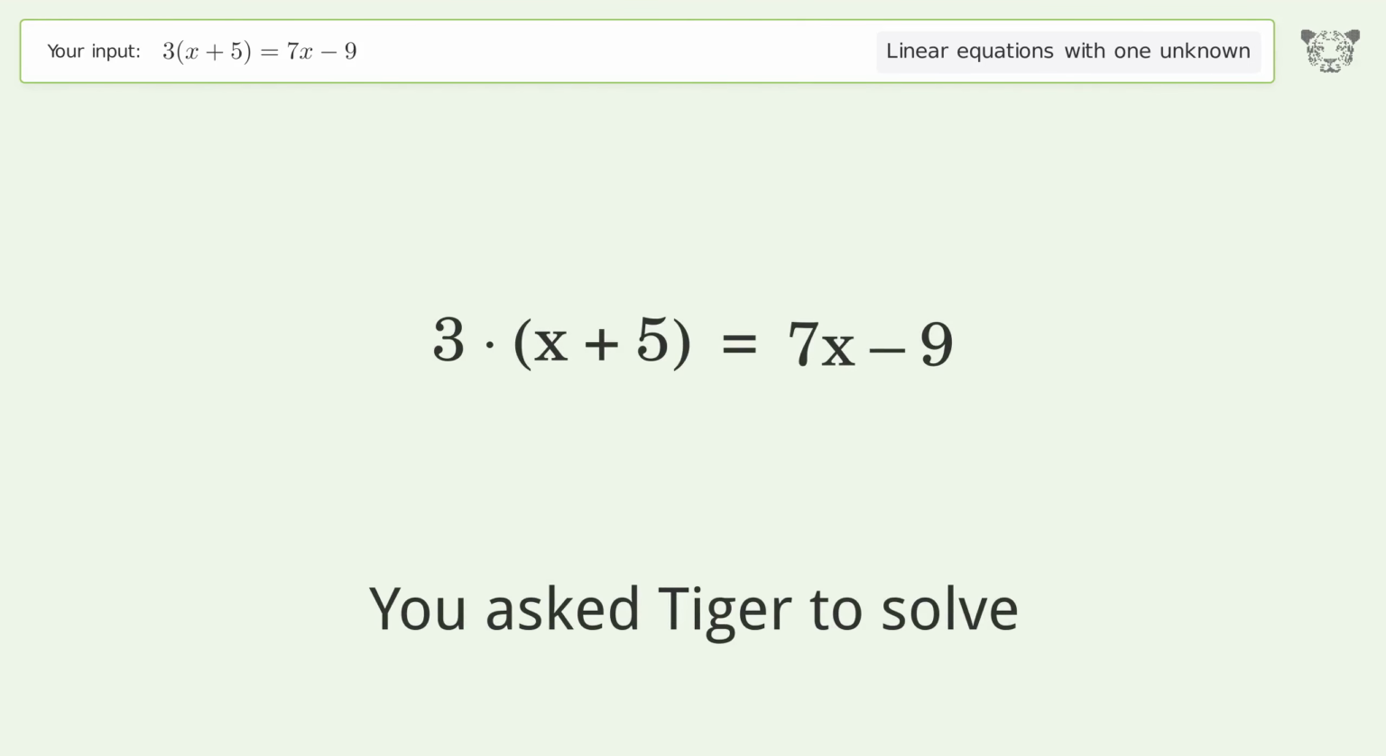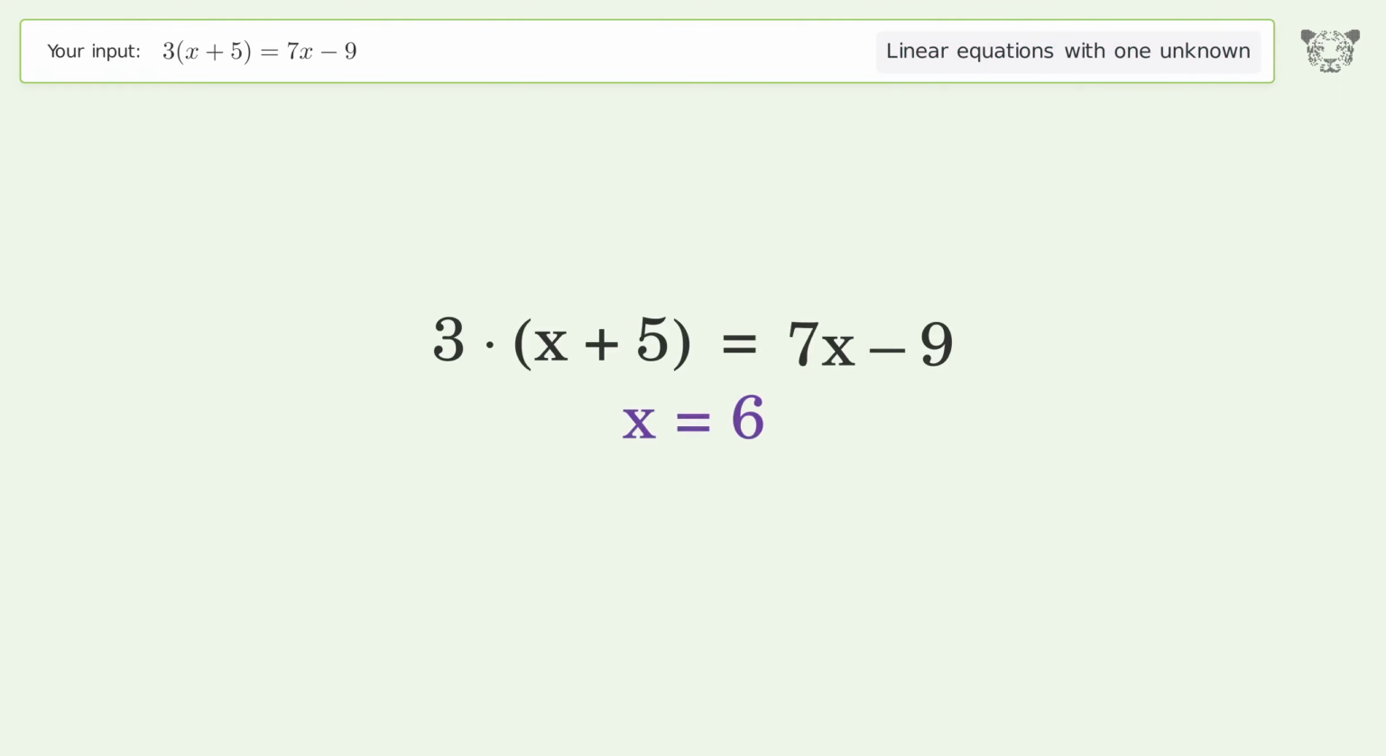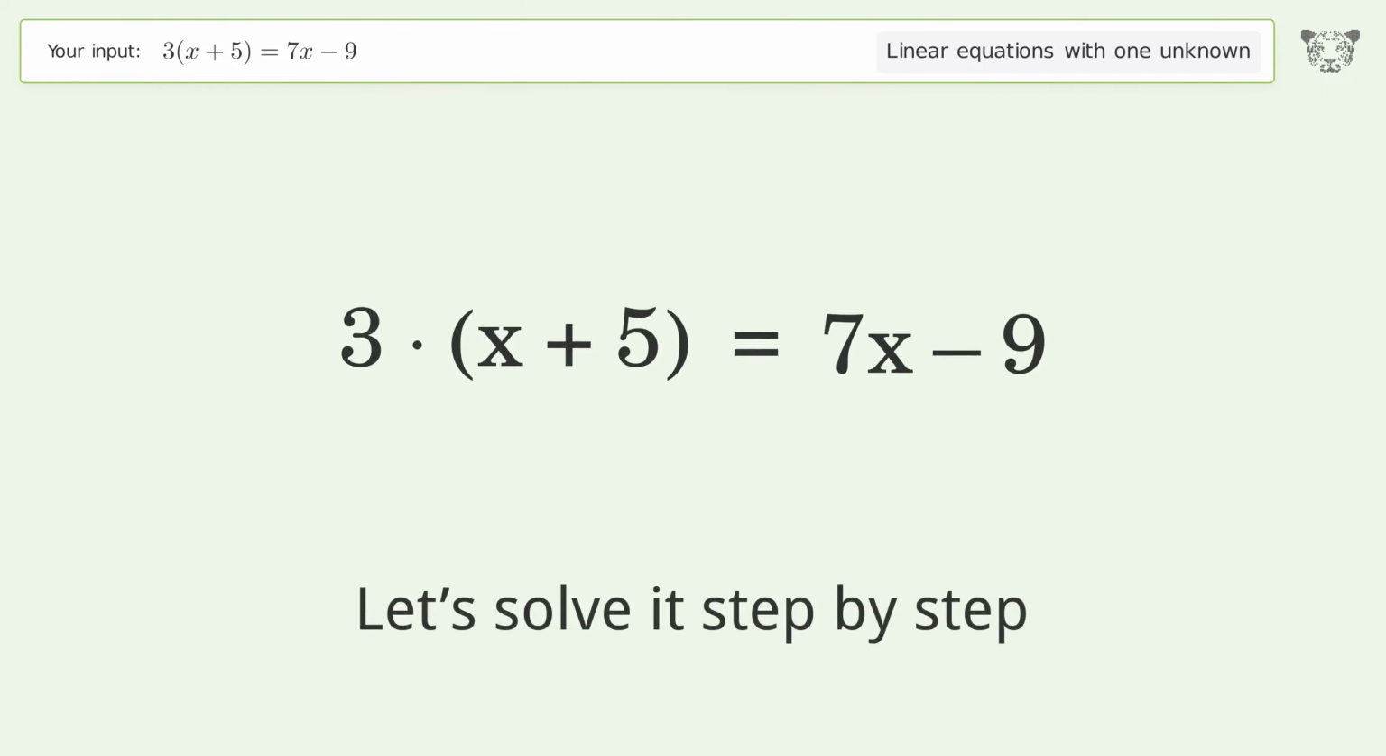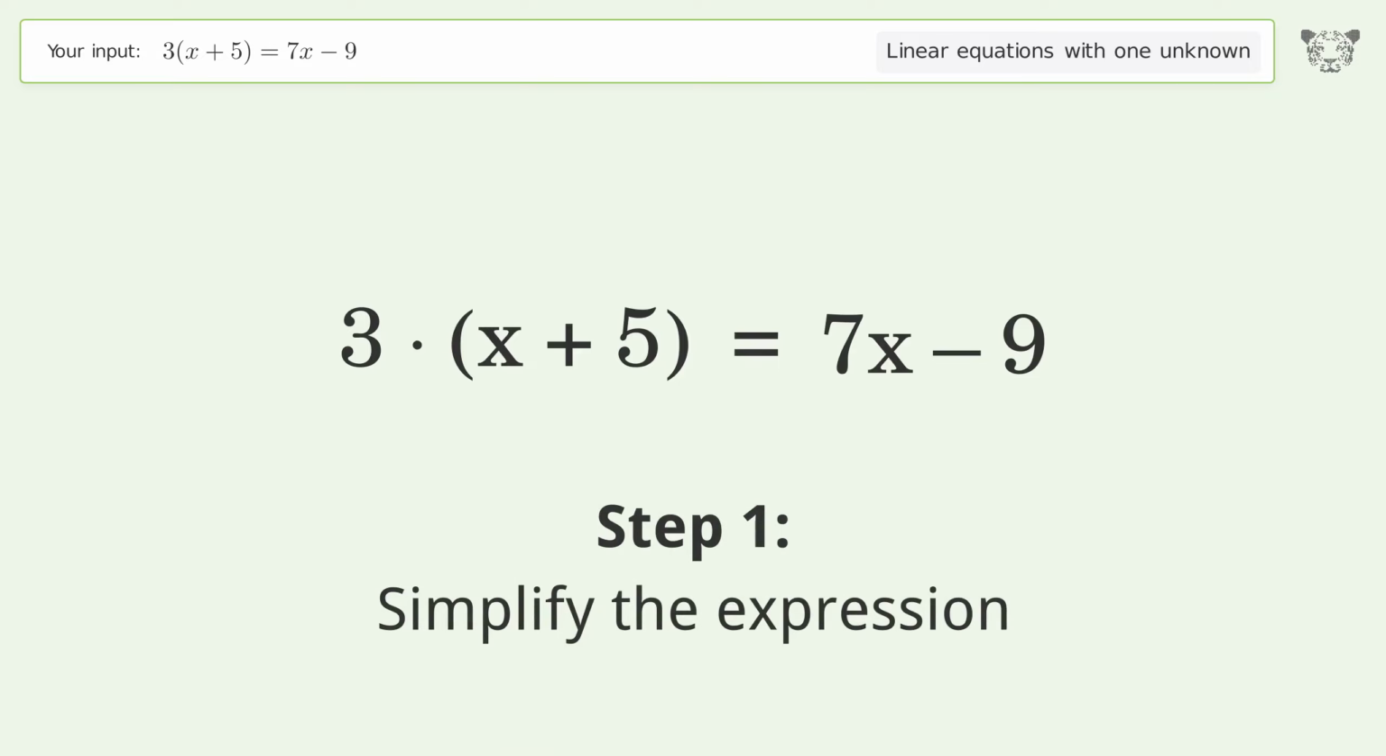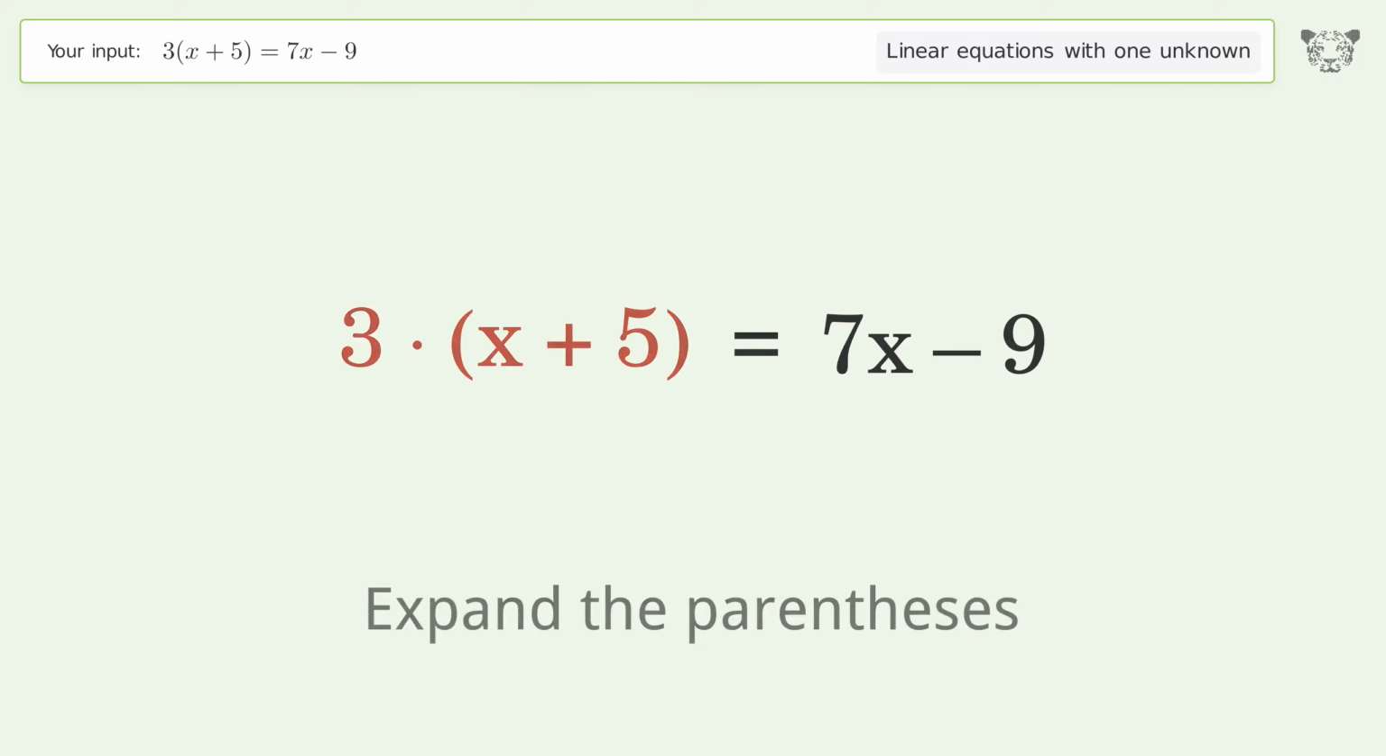You ask Tiger to solve. This deals with linear equations with one unknown. The final result is x equals 6. Let's solve it step by step. Simplify the expression. Expand the parentheses.